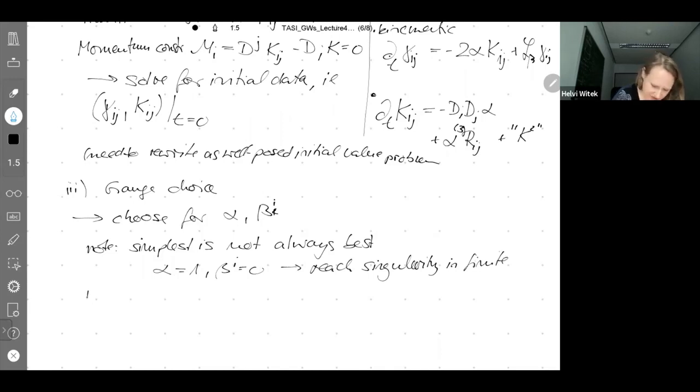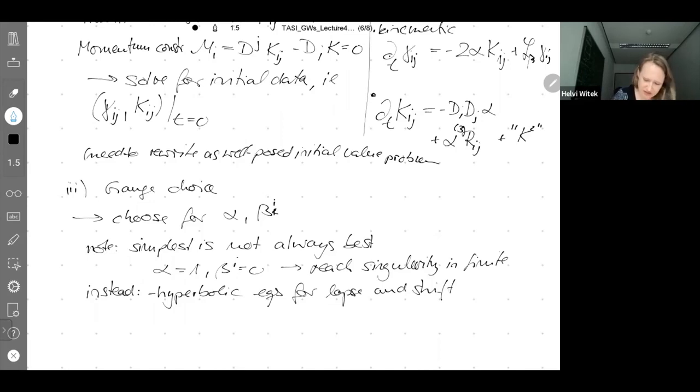What we do instead in practice is find a set of hyperbolic evolution equations for the lapse and shift. In particular, a large group of codes chooses them in such a way that the lapse goes to 0 close to the singularity. So we essentially end up with a slicing, a foliation, that really avoids the physical singularity.